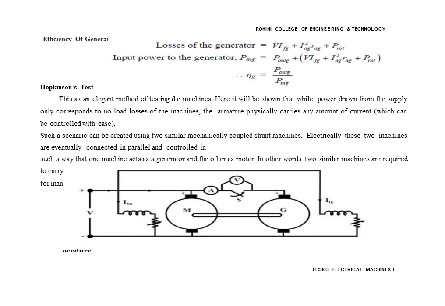Hopkinson test. This is an elegant method of testing a DC machine. Here it is shown that the power drawn from the supply corresponds only to the no load losses of the machine, while the armatures physically carry any amount of current. Such a scenario can be created using two similar mechanically coupled shunt machines. Electrically, these two machines are connected in parallel and controlled in such a way that one machine acts as a generator and the other acts as a motor.